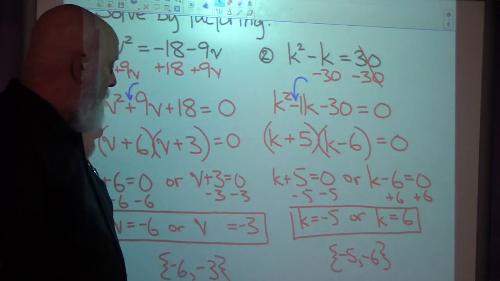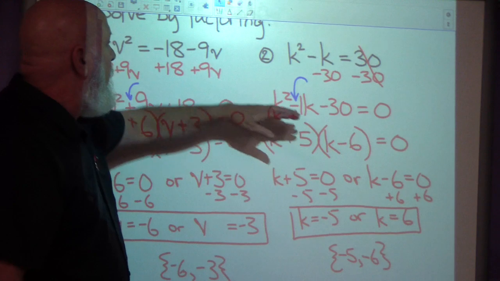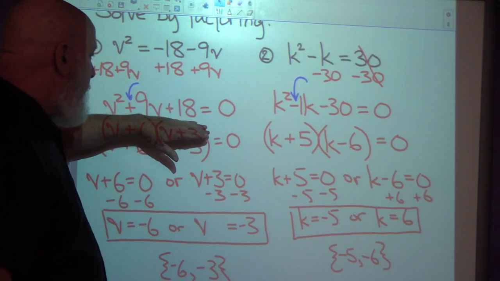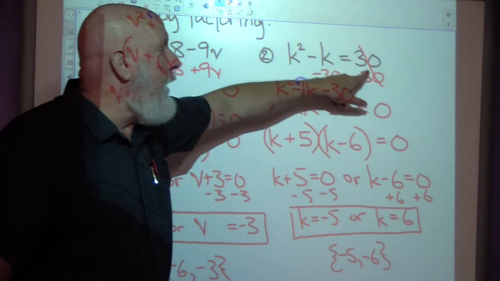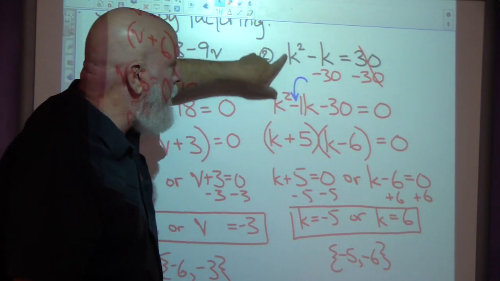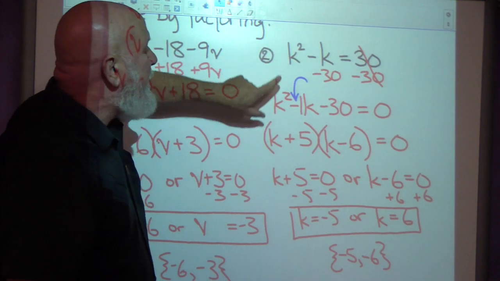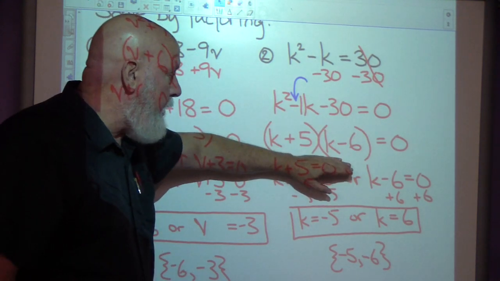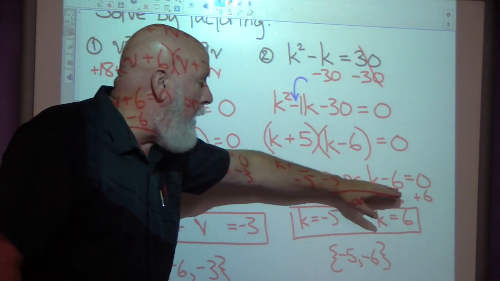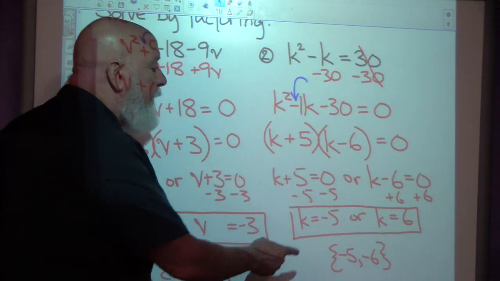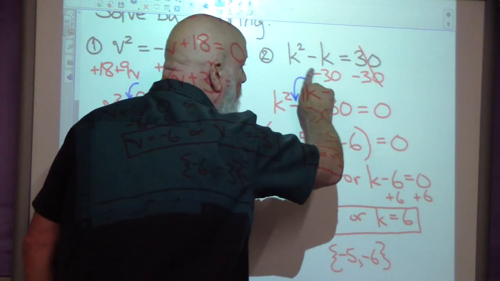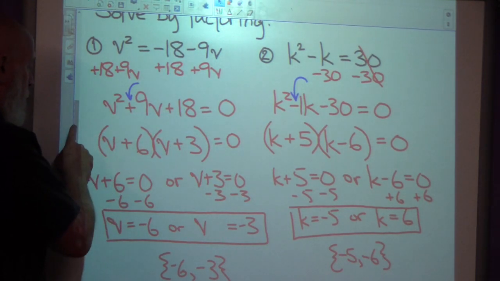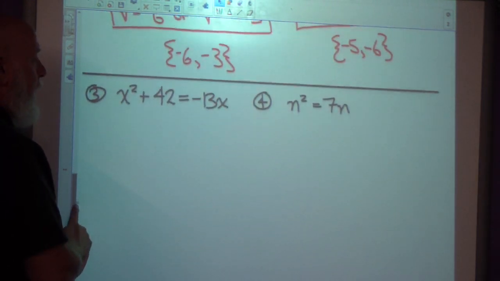Okay. I'm hoping that sort of makes sense. What we're doing is we're solving quadratic equations, setting the equation equal to 0, that's turning one side equal to 0, making sure that your quadratic term, that's the term that's raised to the second power, stays positive. Once we get one side set equal to 0, we factor the other side, employ the zero product property, and solve. That gives us two values of k in this case that will make this equation true. Two values of v in this case that will make this equation true. Solving quadratic equations by factoring.